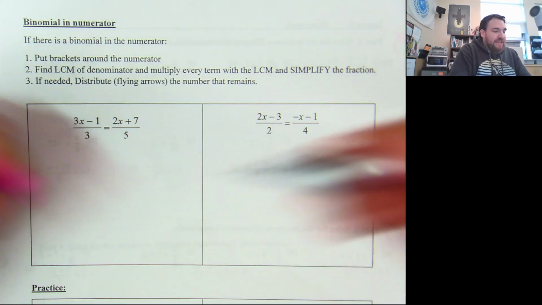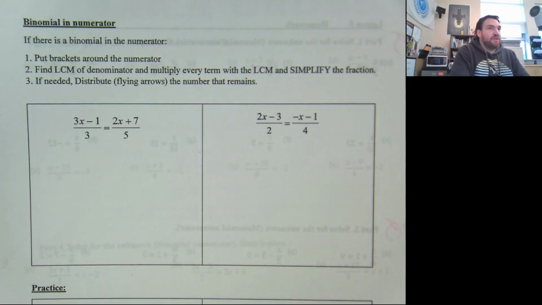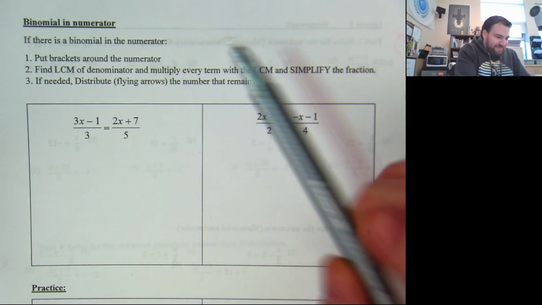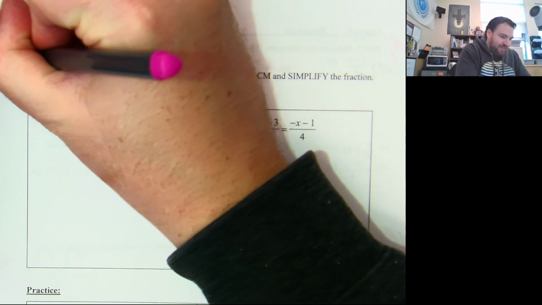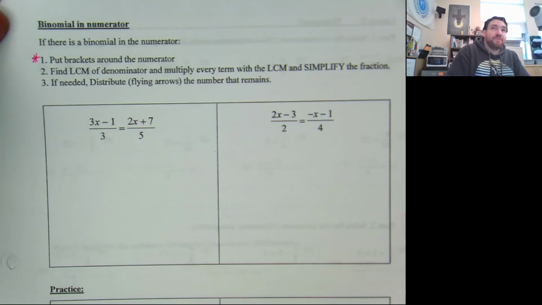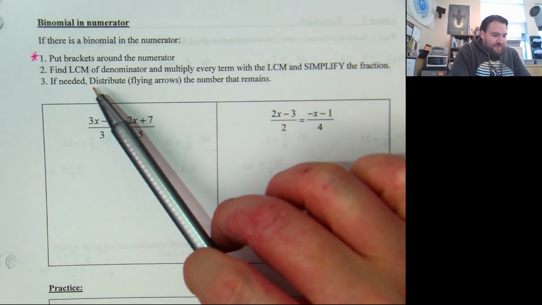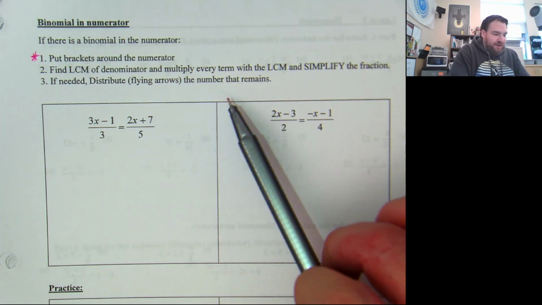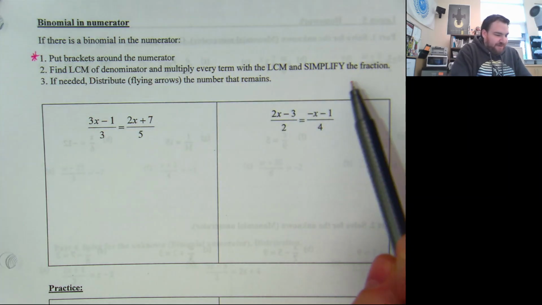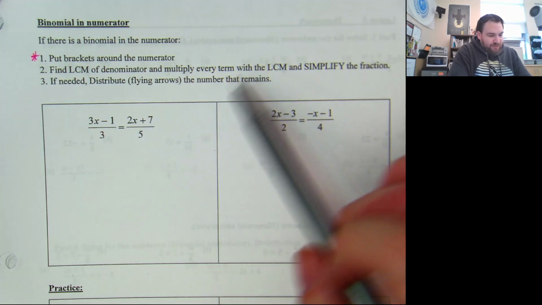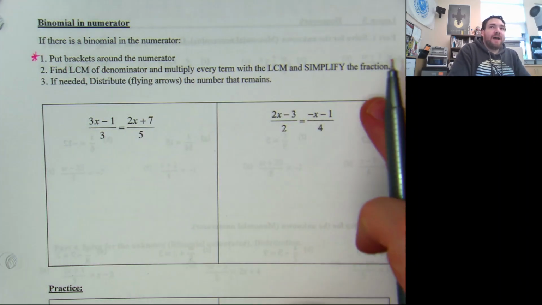So the instructions are similar to what we did yesterday, with the notable exception of number 1. So we'll skip number 1 for a second. The rest of the instructions are looking similar. Find the lowest common multiple of the denominator, multiply every term by the LCM, simplify the fraction. If needed, distribute the number that remains.